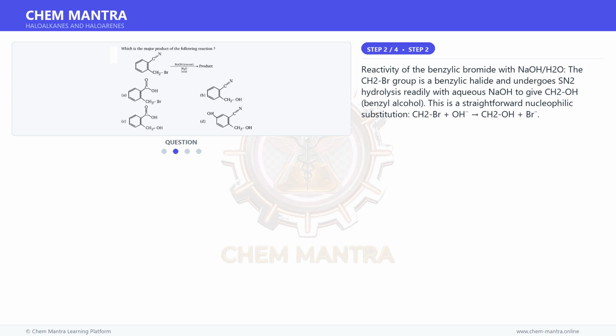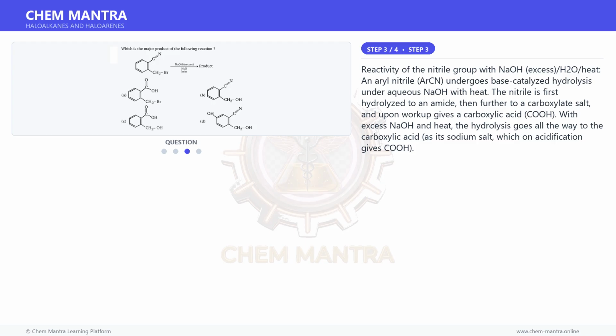Reactivity of the benzylic bromide with NaOH, H2O. The CH2Br group is a benzylic halide and undergoes SN2 hydrolysis readily with aqueous NaOH to give CH2OH, benzyl alcohol. This is a straightforward nucleophilic substitution, CH2Br plus OH- gives CH2OH plus Br-. Moving on to the next step.